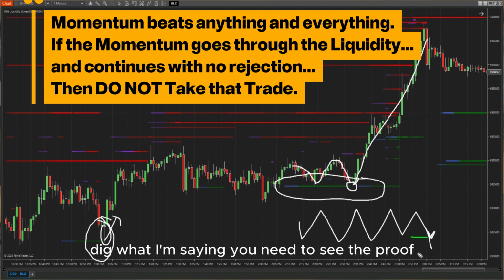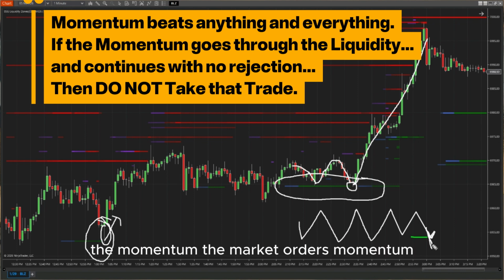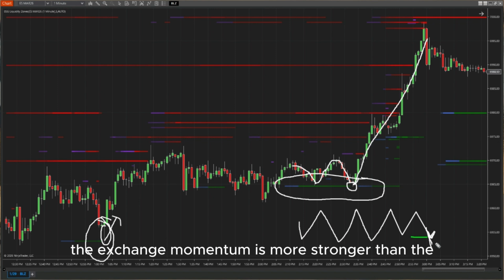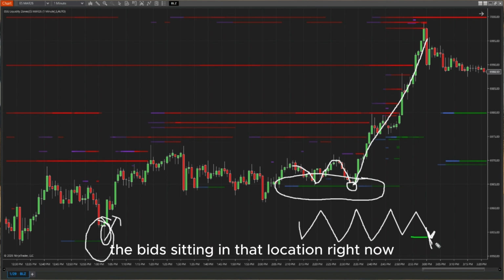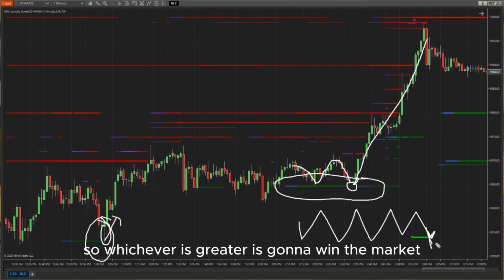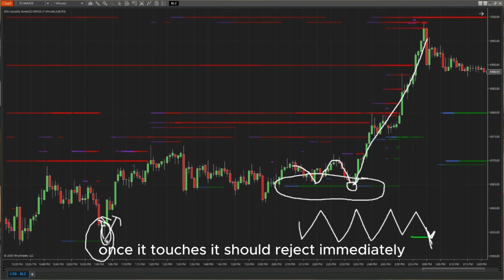Do you get what I'm saying? You need to see the proof. If you don't see the rejection, the price keeps going down. What does it mean? The momentum of market orders coming into the exchange is stronger than the bids sitting in that location right now. So whichever is greater is going to win the market, right? That's the key. That means you need to wait until the price, once it touches, it should reject immediately. It should not be able to pass the gate.